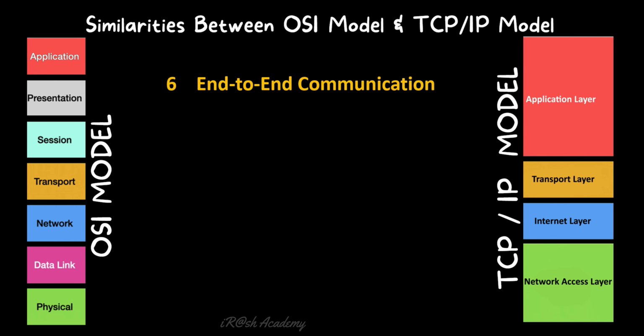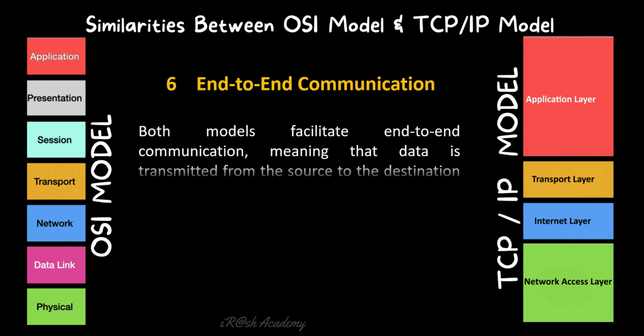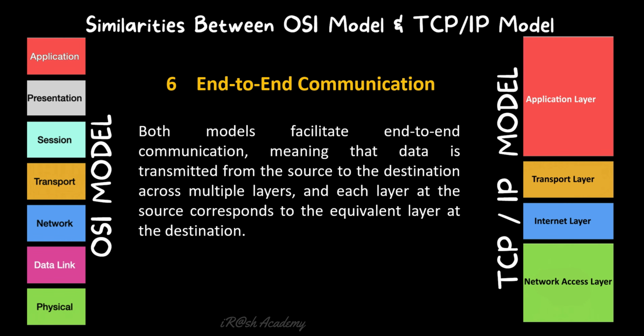Now point number 6, end-to-end communication. Both models facilitate end-to-end communication, meaning that data is transmitted from the source to the destination across the multiple layers, and each layer at the source corresponds to the equivalent layer at the destination. So basically the communication through the OSI model and the TCP/IP model is end-to-end. When the source is sending the data to the destination, the traffic is moving all the way from top to bottom. And when the destination receives the data from the source, the traffic is flowing in the opposite direction, from bottom to top.